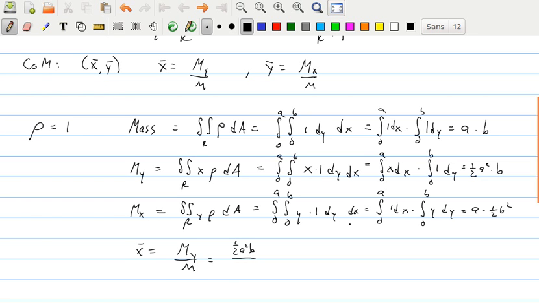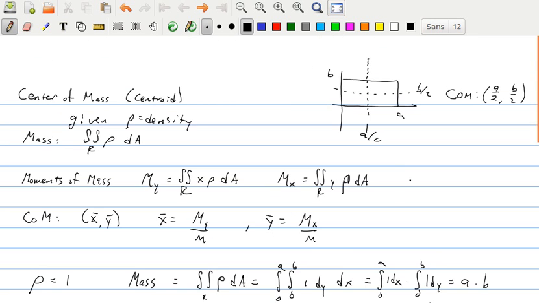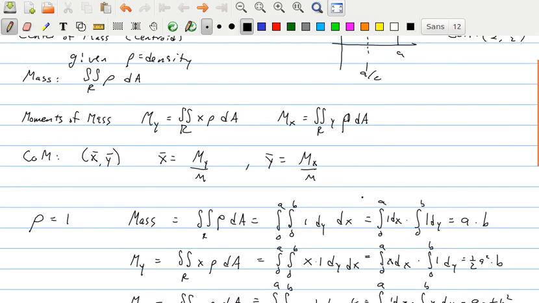The mass we've computed in the first step to be AB. So we have a bunch of cancellation here and we get 1/2 a. So this says the x-coordinate of the center of mass is 1/2 a. Well, that makes sense from what we had in the original diagram. It was the midpoint between the left and the right hand parts.